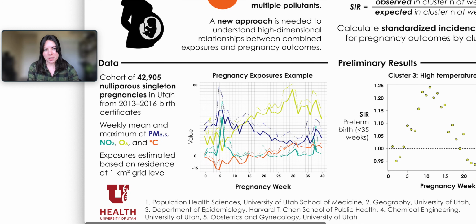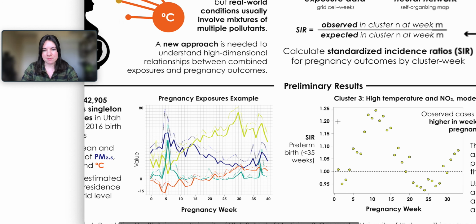So we use a cohort of women who gave birth in Utah from 2013 through 2016. The exposures we considered were fine particulate matter, nitrogen dioxide, ozone, and heat. And these were estimated based on residence at a 1 kilometer square grid level. So Utah was divided into this grid. If you're in this area, that was your exposure based on residence. And this is just one example of what that exposure profile might look like during a pregnancy.